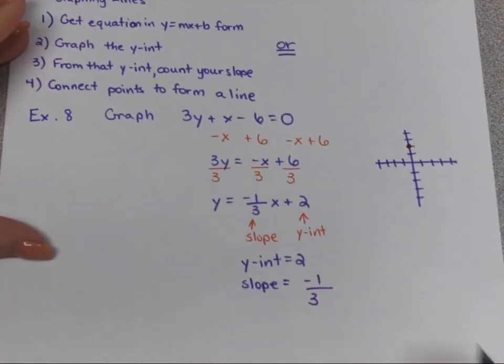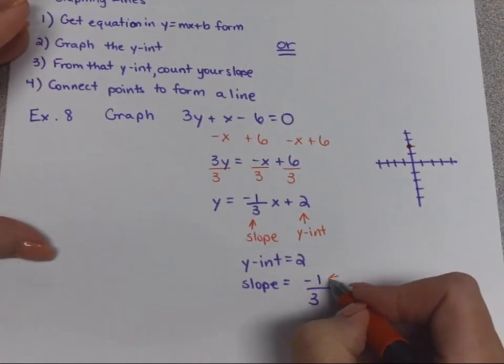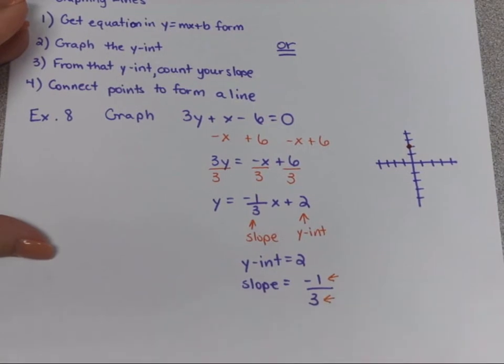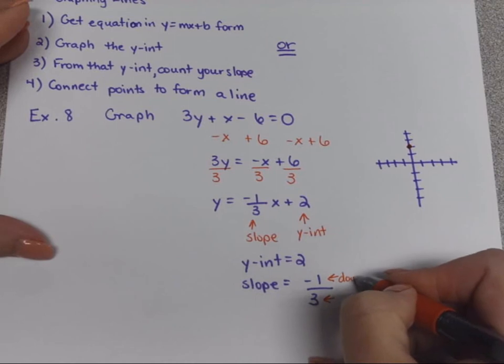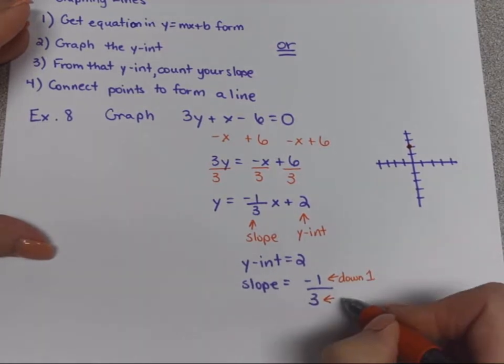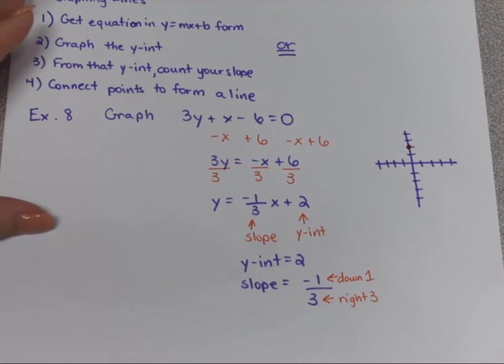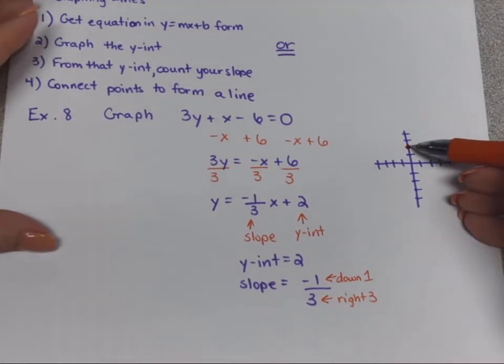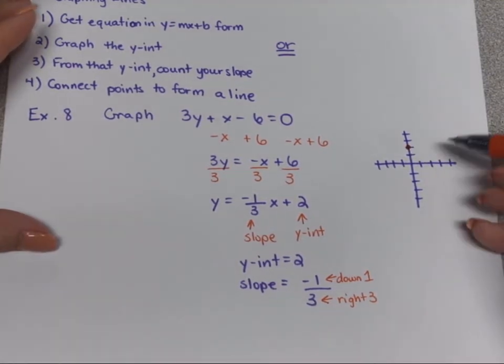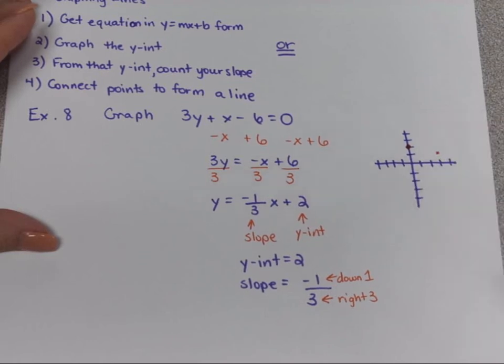If we write it as negative 1/3, what is this telling us? Remember, it's change in y over change in x, right? So what's the negative 1 on top telling us? Yeah, it's telling us to go down 1, and then the 3 on the bottom is telling us to go right 3. So directionally, from the y-intercept, we're going to go down 1 and right 3 and put a point there.